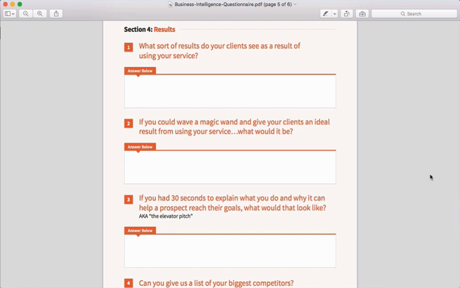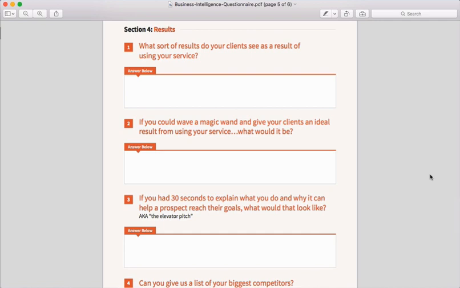Do they feel a certain way, or do they look a certain way, or do they have an increase or decrease of something? Make sure you list all of them out, whether they are literally material or physical, or they are emotional. Number 2, if you could wave a magic wand and give your clients an ideal result from using your service, what would it be?